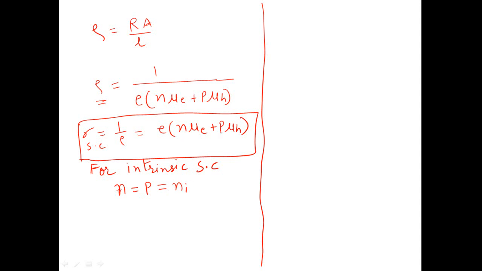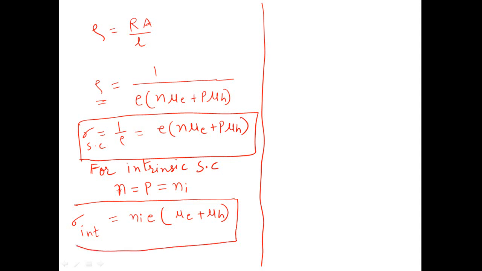So if I replace n and p by ni, where ni is the number of intrinsic charge carriers, then I can write down the conductivity for intrinsic semiconductor. Sigma intrinsic will be equal to, if I replace n and p by ni, then ni can be taken out of the bracket, so it will be ni into e into mu e plus mu h. So this is the expression for conductivity of an intrinsic semiconductor.